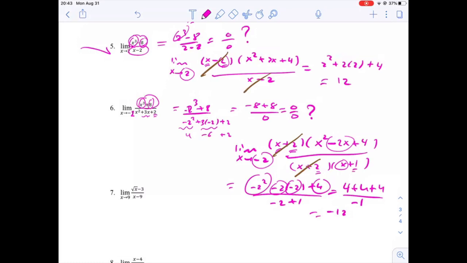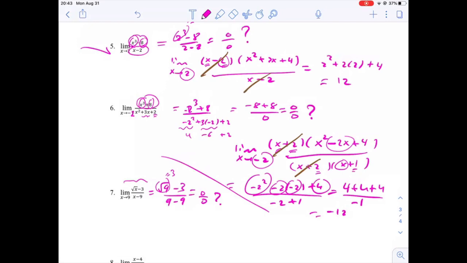Now sometimes we get expressions like this. We have square root here. Let's first, as usual, plug x equals 9. So we get square root 9 minus 3 over 9 minus 9. And that's square root 9 is 3. 3 minus 3 is 0 over 0. That means that's not a final answer. What should we do in this case?